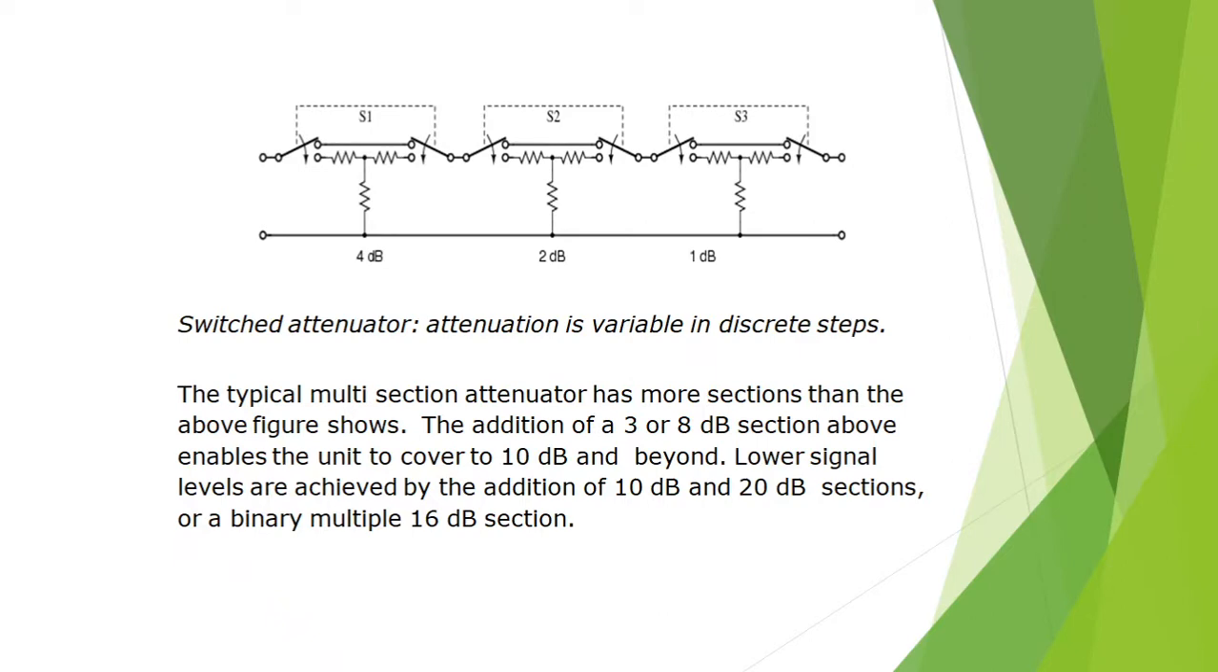It may be 3 or 8 dB sections, enabling the unit to convert 10 dB and beyond. Lower signal levels are achieved by the addition of 10 dB and 20 dB sections. So make a point here: lower signal levels are achieved by addition of 10 dB and 20 dB sections or a binary multiple 16 dB section.